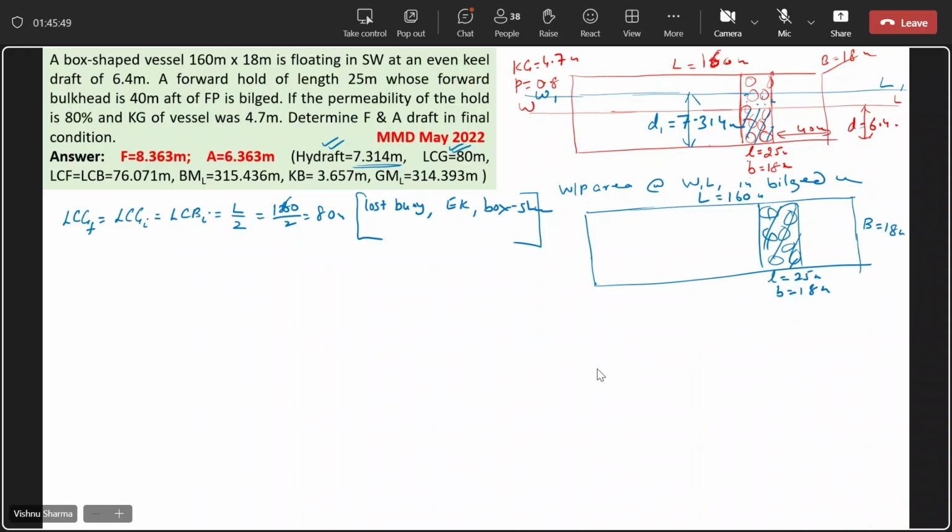Ali, Keshav, clear? Yes, sir. Clear. Okay. Already calculating. Okay. Sahil Yadav.